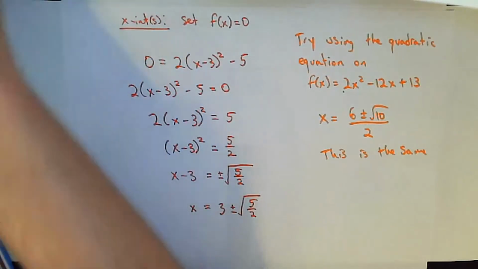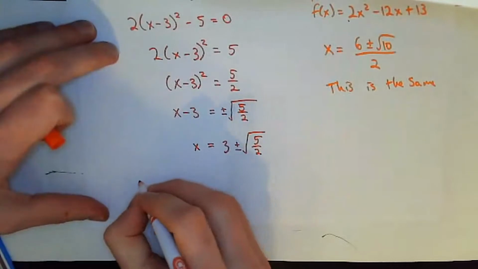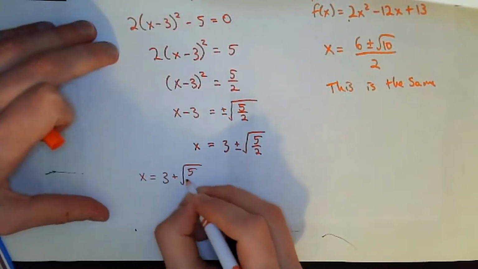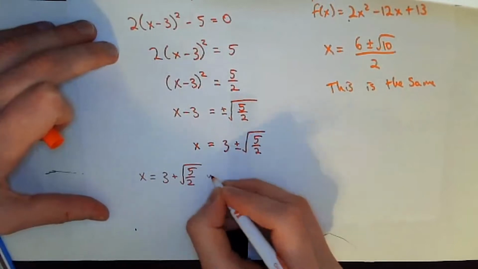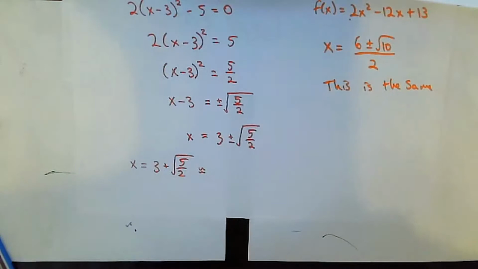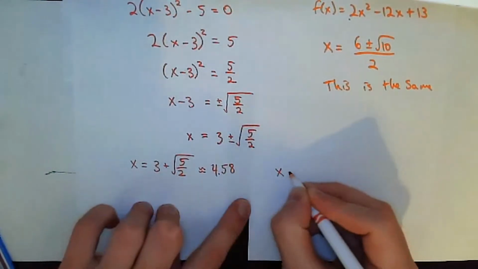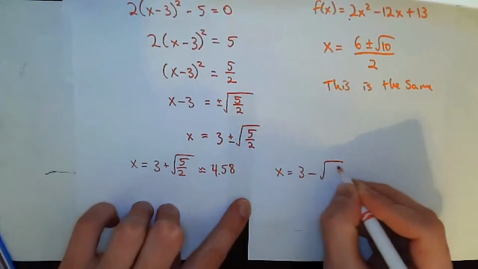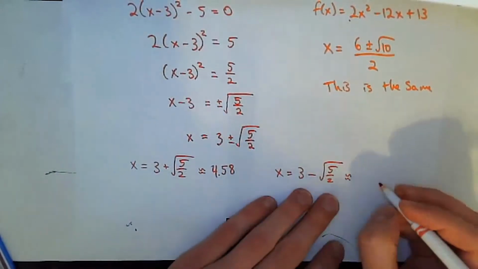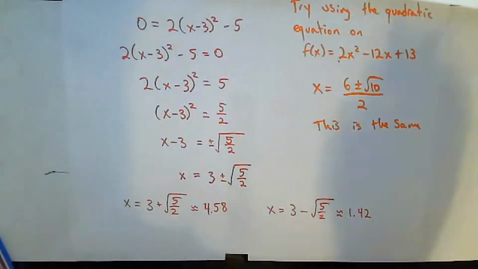Okay, so what are these approximately? I've got 2 x-intercepts here, x equals 3 plus square root of 5 over 2, and that is approximately, if you plug it into the calculator and work it out right, about 4.58. And x equals 3 minus square root of 5 over 2 is approximately 1.42. So what does this mean?